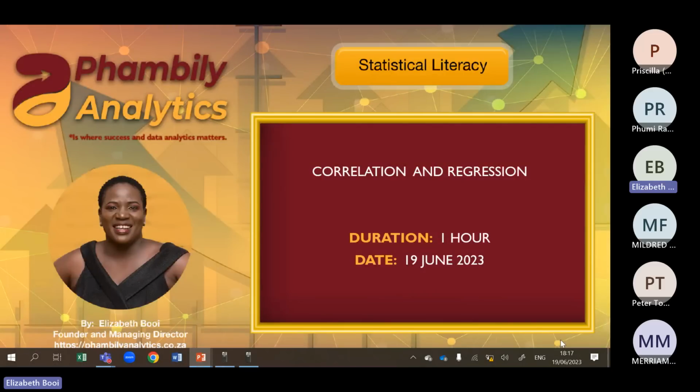And welcome to this week's second last session. We're going to look at correlation and regression, and I can see that already we've taken a lot of time. Then on Saturday, we will do the chi-squared, and then we are done.